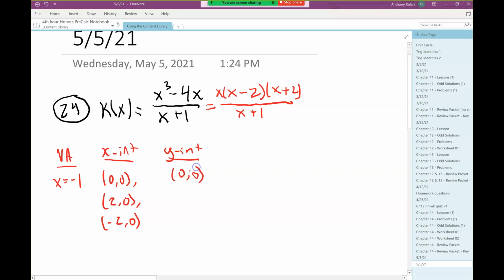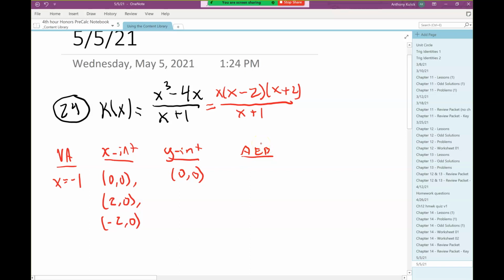My y-intercept is also 0, 0. Shockingly, there can only be one y-intercept in a function. We already have it as an x-intercept also. And then the last thing I need is that other end behavior.